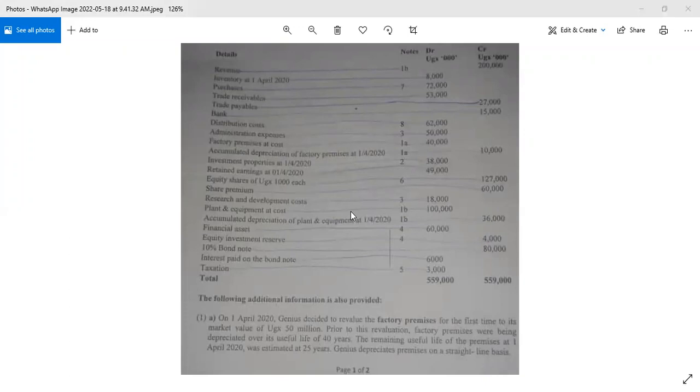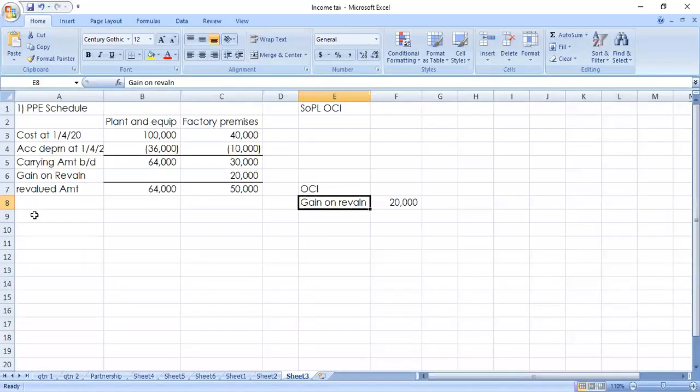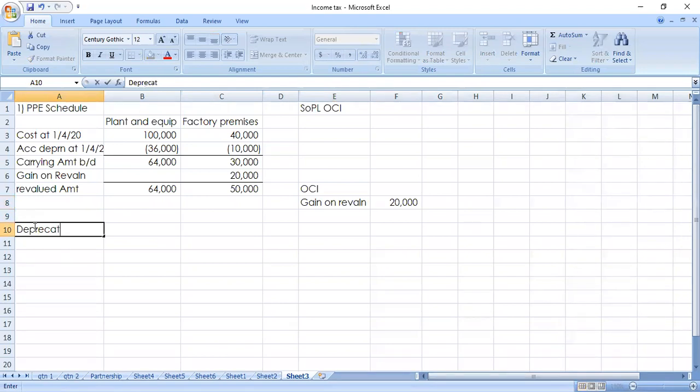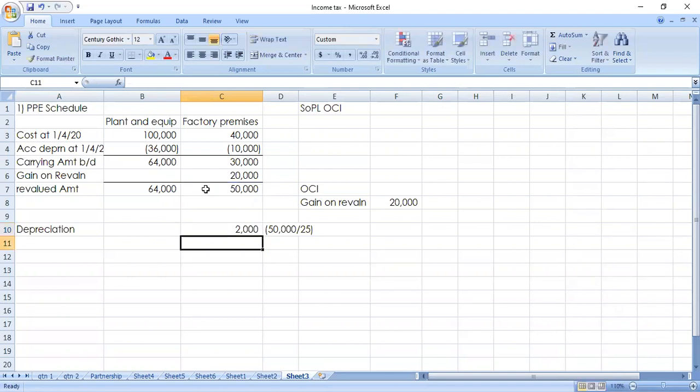So if I go to the equation, we're saying depreciation for the year, which usually occurs at the end of the year, is going to be, let me put the working here, 50 million divided by the remaining useful life. In this case, it was revalued, it is 25. When depreciation is in the PPE schedule, it's a negative. It actually represents accumulated depreciation. So by doing this, you have credited.